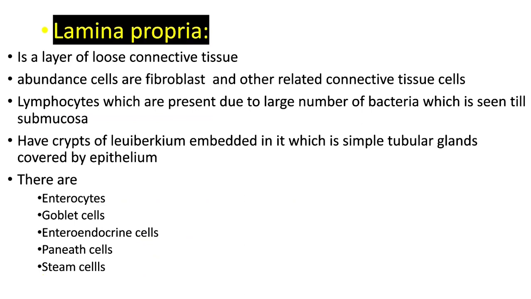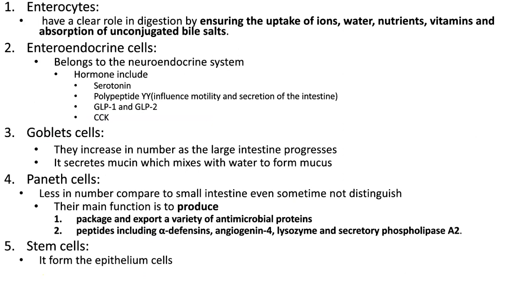In the lamina propria, the cells present are enterocytes, goblet cells, enteroendocrine cells, niche cells, and stem cells. Enterocytes have a clear role in digestion, ensuring the uptake of ions, water, nutrients, minerals, and absorption of unconjugated bile salts. Enteroendocrine cells belong to the neuroendocrine system and secrete hormones including serotonin, polypeptide, GLP-1 and GLP-2, and cholecystokinin. The next cells are the goblet cells. As you know, they secrete mucus.